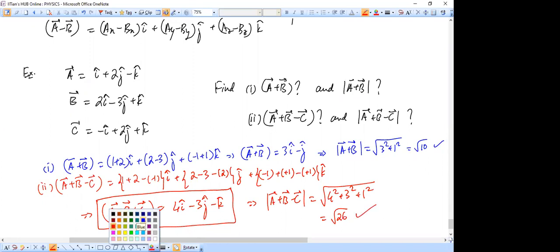So it's very easy, as you can see. Implementation in 3D is very much like implementation in 2D. Nothing very difficult. Okay.